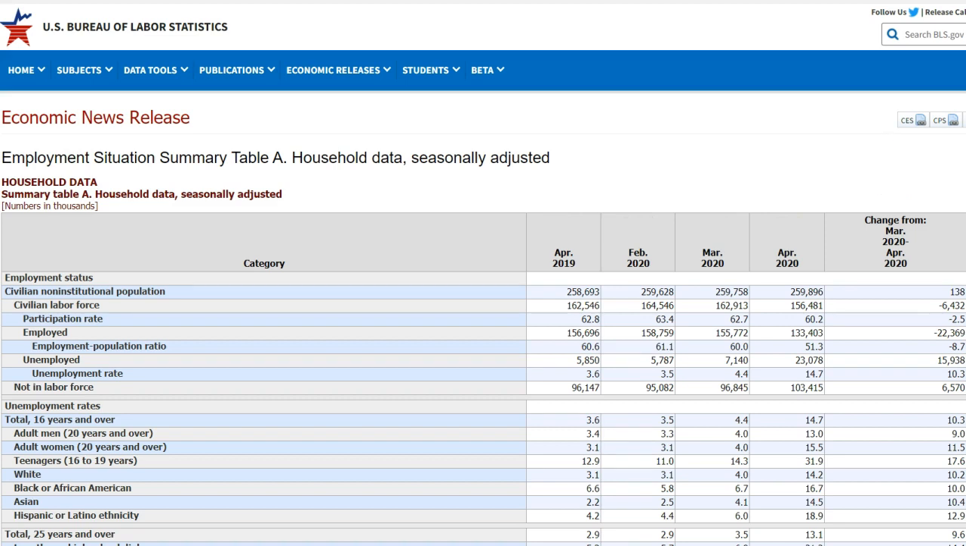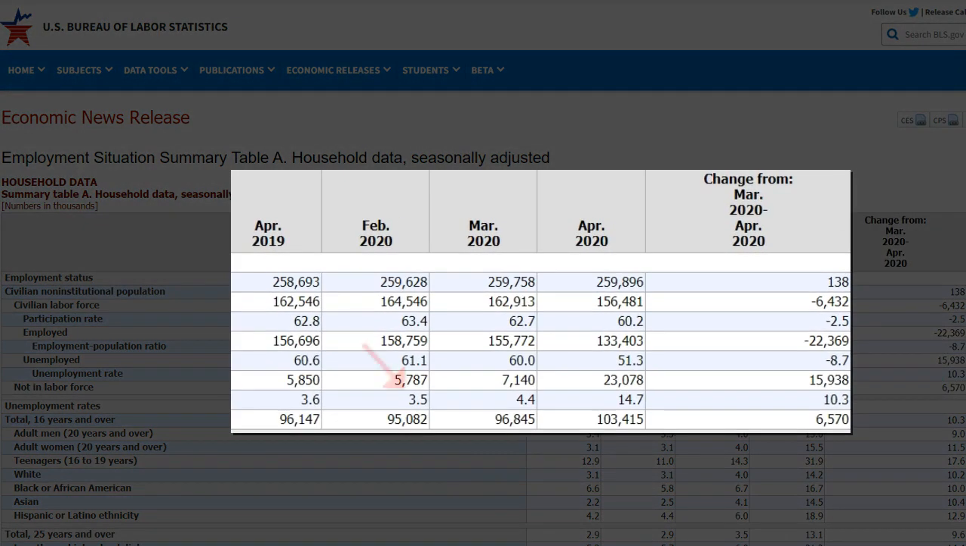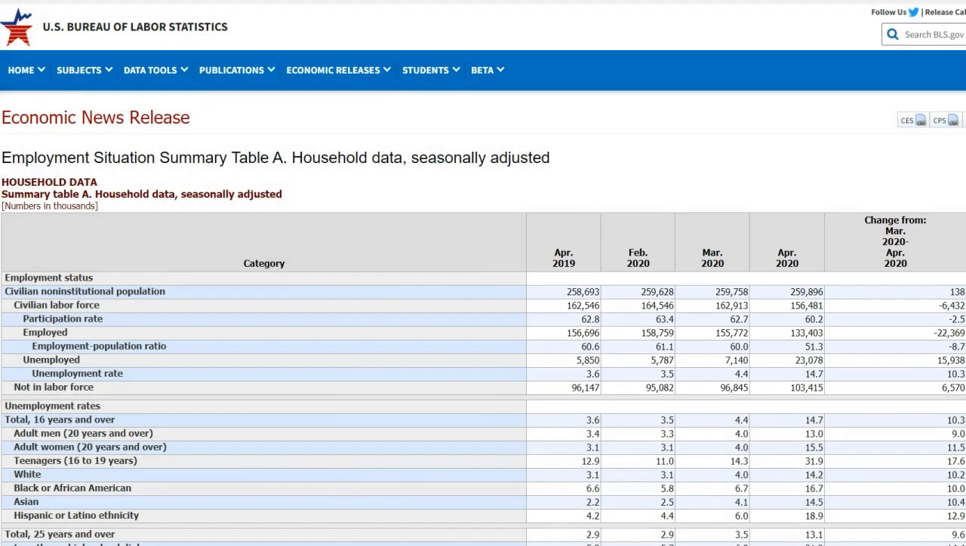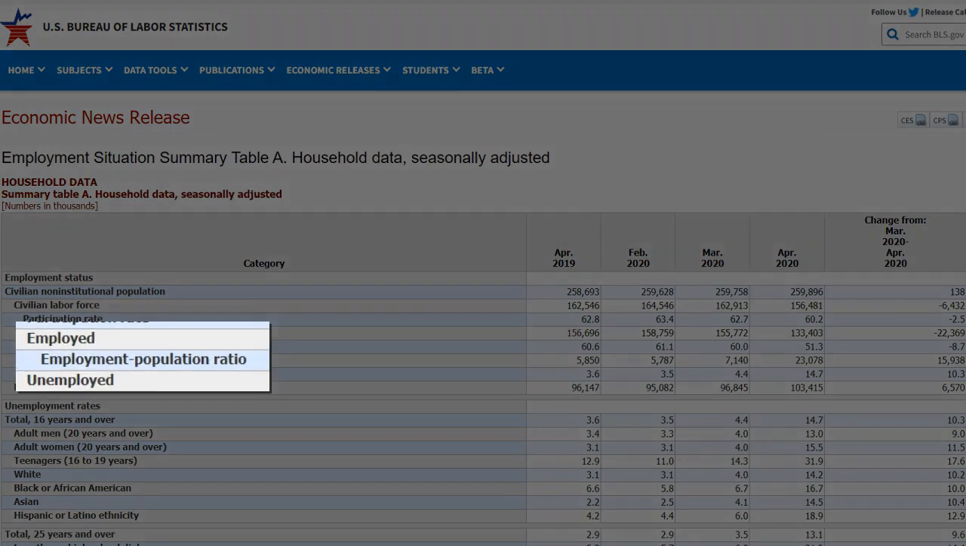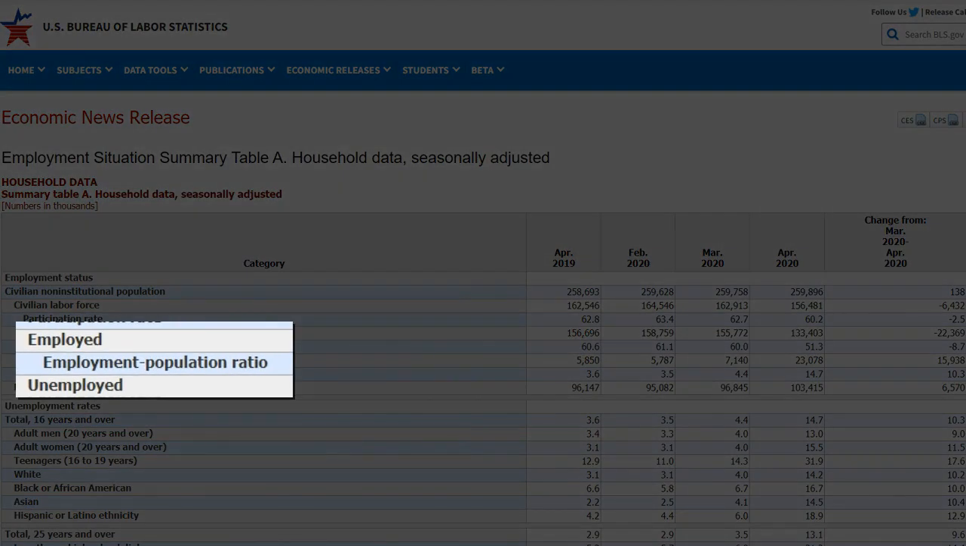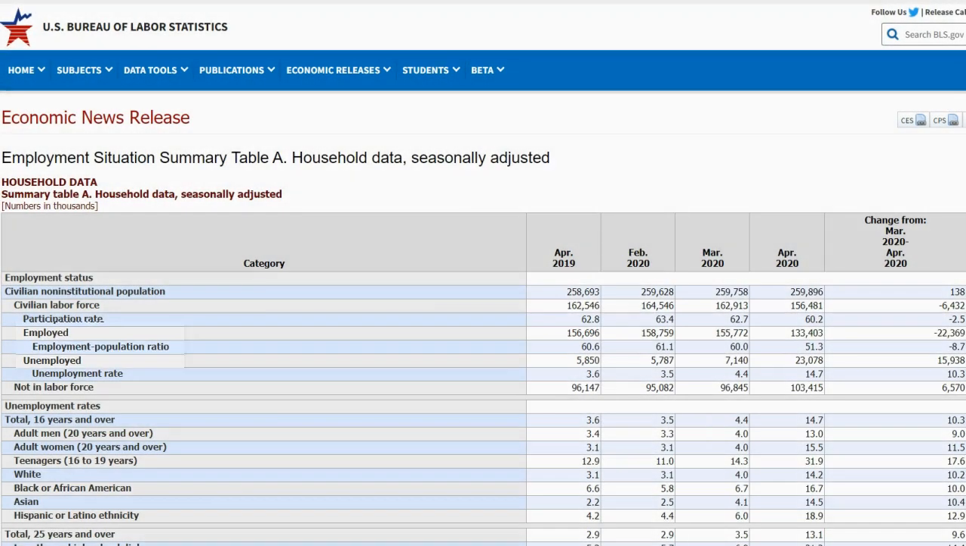So for example, we can see the unemployment rate in February was just 3.5%, and then it started climbing to 4.4, and then spiked dramatically in April up to 14.7, which was a change of 10.3 points in just 1 month. And going forward, make sure you pay attention to the employment population ratio. It's not often cited, but I think it'll become very relevant and important going forward.